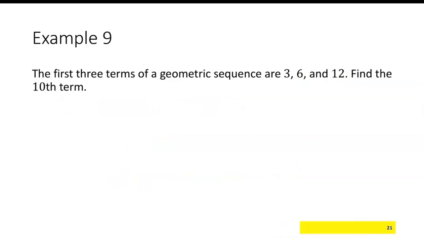All right, one more example. The first three terms are 3, 6, and 12, so this one's a little bit simpler. My a sub 1 is going to be 3, that's the first term. My r, you can go with 6 over 3, or you can go with 12 over 6, either way. The r is 2. You can see that every time you're multiplying by 2. So a sub n is going to be 3 times 2 to the n minus 1.